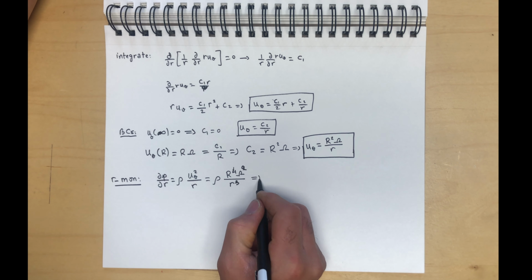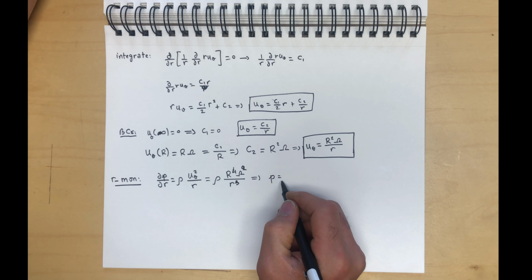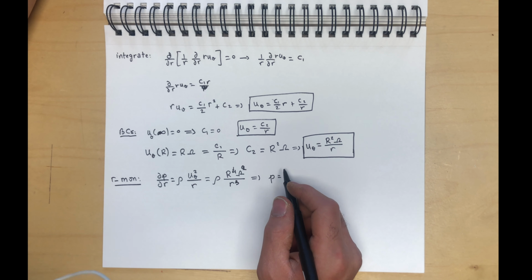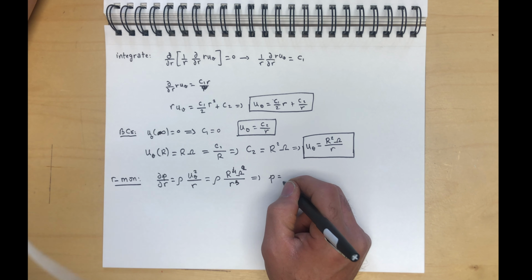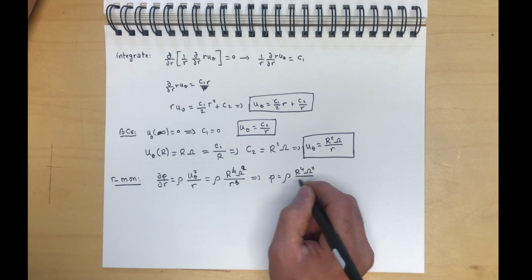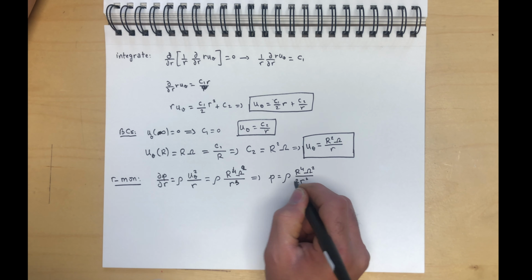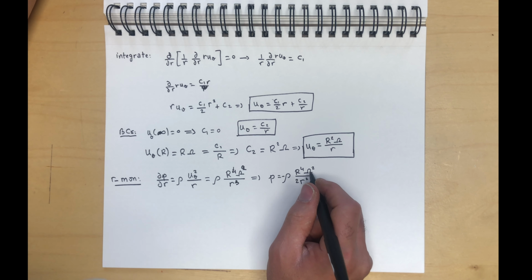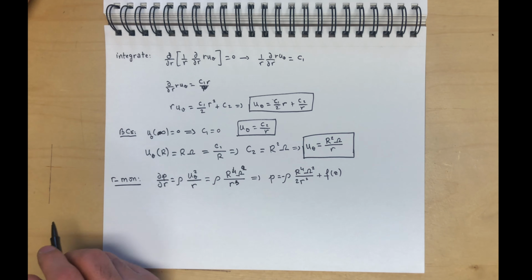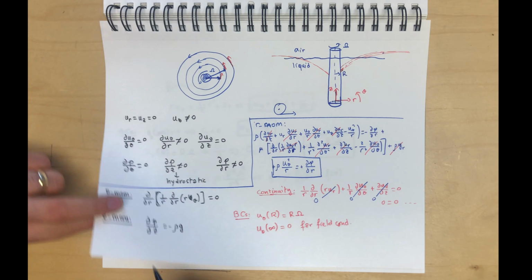And if we integrate once, this gives us P equal to rho, so this is an integration with respect to R. That gives us rho R to the 4th omega squared over 2 R squared, minus, plus some function of Z, because that's the only remaining component. Now we're going to take this pressure and put it in the last equation.